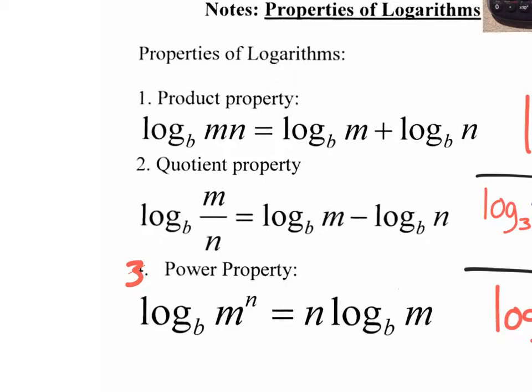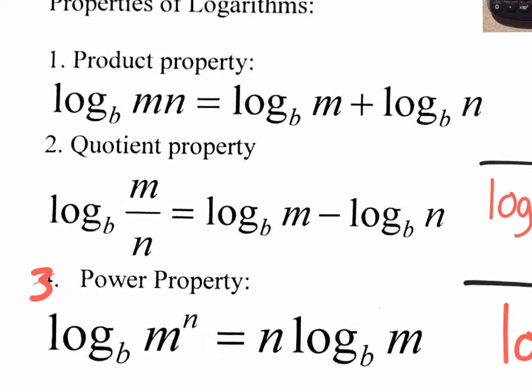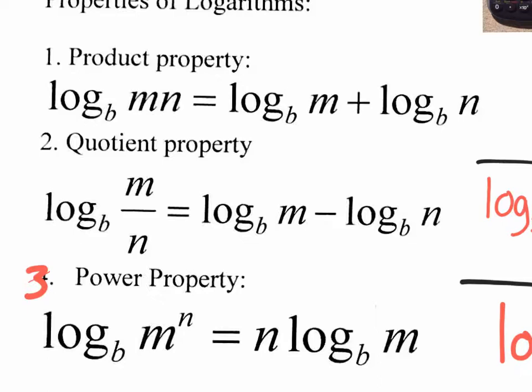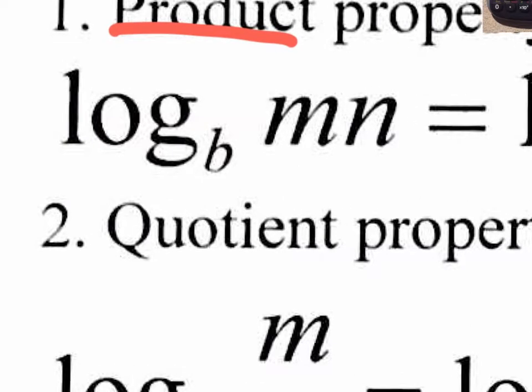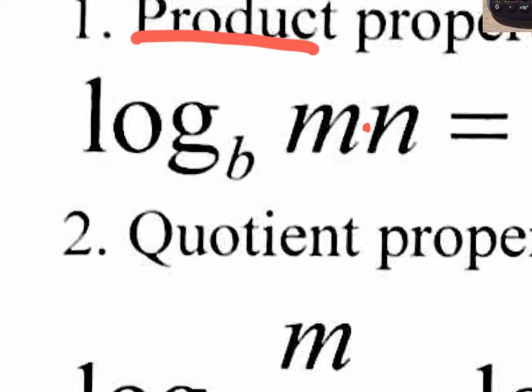The first property that we're going to cover or discuss is the product property. Now, what does the word product mean? The answer to a multiplication problem. So, product property is obviously going to involve multiplication. Now, what is it? It's really saying the log base b of m times n. So, if you have two things that you're multiplying, you could actually expand it. So, this single logarithm, you could expand it and make it two logarithms with the plus sign between them.